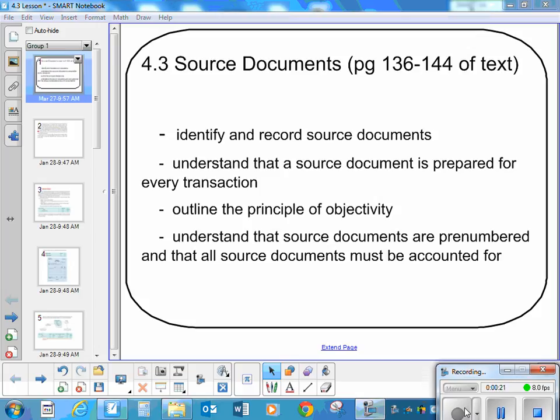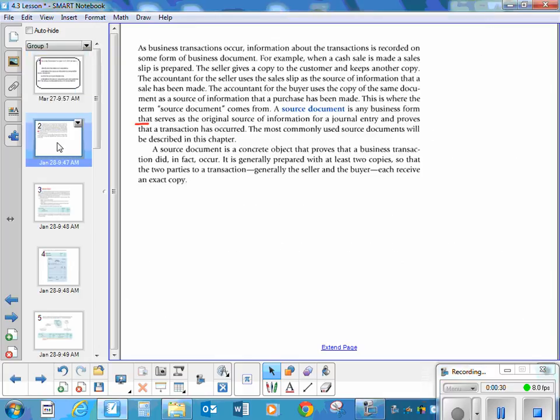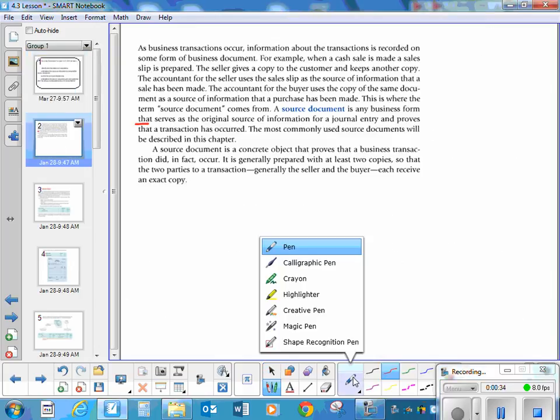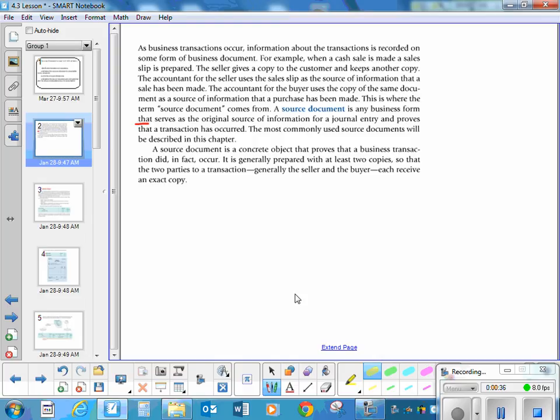We're going to talk about another principle, which is called objectivity, and we're going to understand why source documents are pre-numbered and everyone needs to be accounted for. This is in your textbook if you're following along. So a source document is any business form that serves as the original source of information for a journal entry and proves that a transaction has occurred.